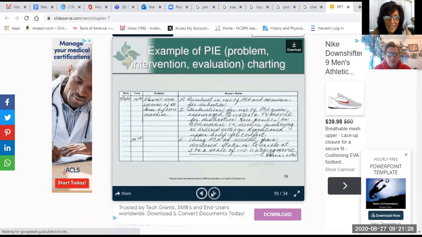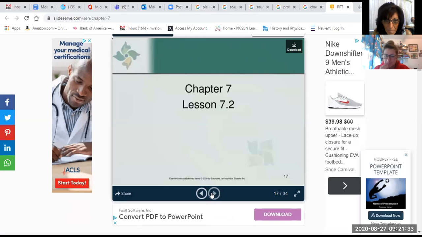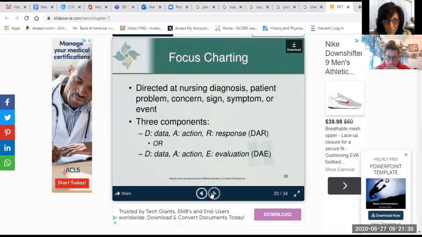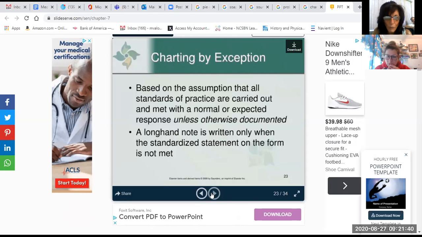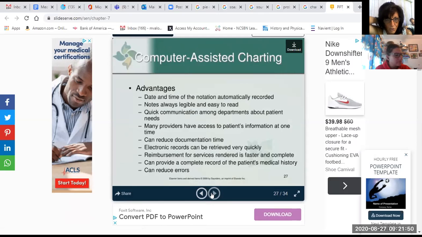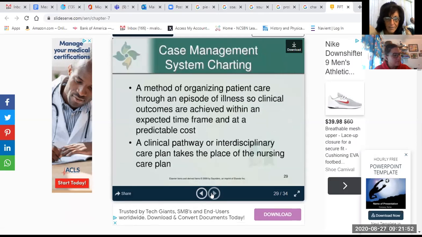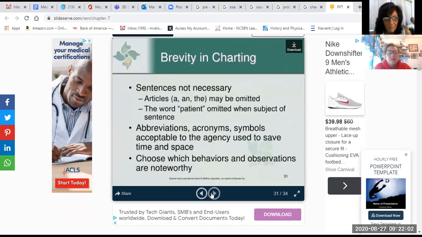Yeah, look at that. Sometimes people do nice work and they save me a lot of aggravation. Focus charting, there you go. Oh, look at this. Why reinvent the wheel? There you go. Advantages, disadvantages. Computer assisted charting. It just doesn't give you any examples. When I do PowerPoints, I try to put pictures, charts, graphs, examples, you know what I mean? To make things better understood.